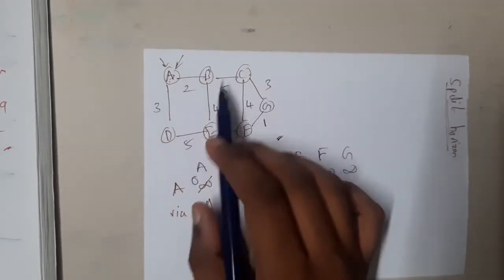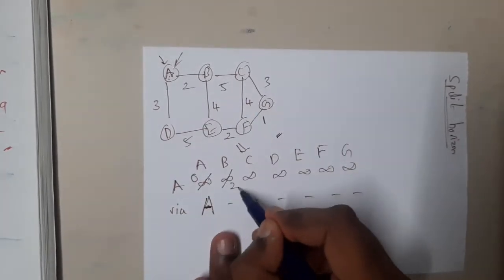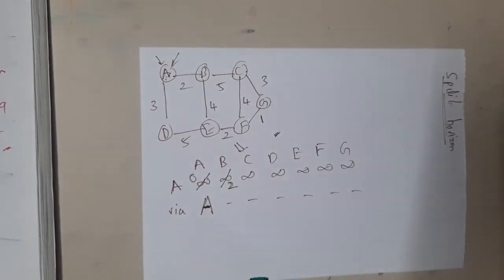From A, where can you go, guys? I can go to B, with the cost of 2. Assume it as rupees for your bus charge or some kind of charge, or it takes 2 minutes to travel that way. So it is just a unit of something.